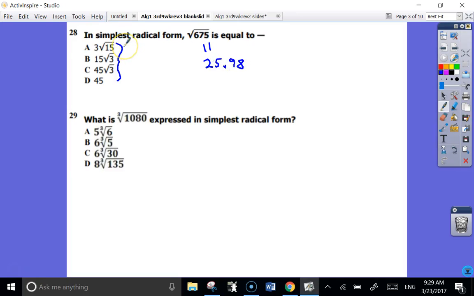Okay, so now you put these in, just like they are. Which one has the same decimal value? The 15 times the square root of 3? So you find the one which has the same decimal value, and that's the answer. So you could go B.